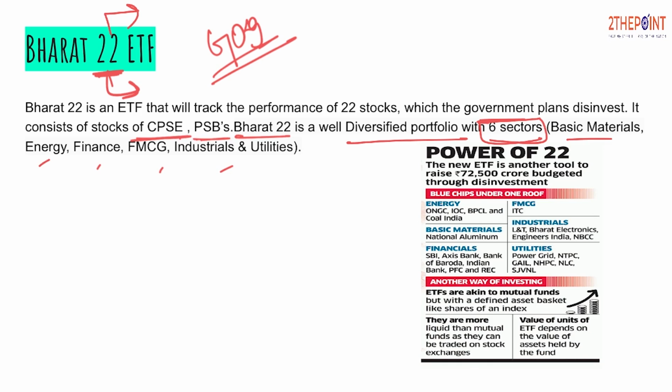Here I have put this news clipping also, and it mentions which companies the government is trying to include in this. So in energy, it is considering ONGC, IOC, BPCL. In FMCG, it is ITC. In utilities, it is thinking to include NTPC, GAIL, NHPC, and in finance, the public sector banks, these ones.